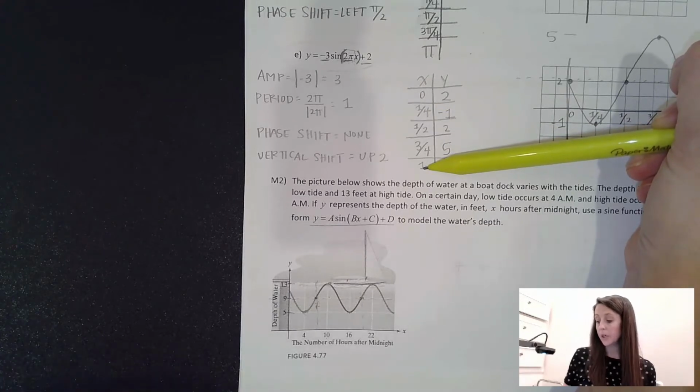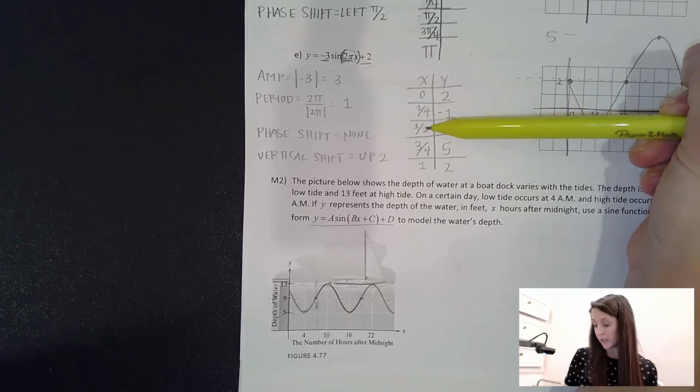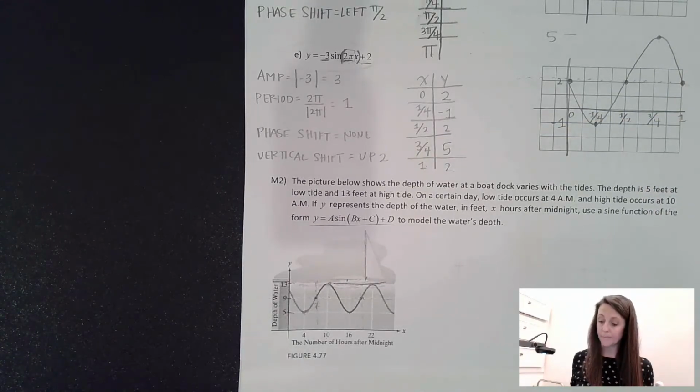So what you will do is divide 1 by 4, so you get 1/4. 1/4 plus 1/4 gives you 1/2. 1/2 plus 1/4 is 3/4, and then 3/4 plus 1/4 gives you back to 1. Okay, so that is one period of your graph.